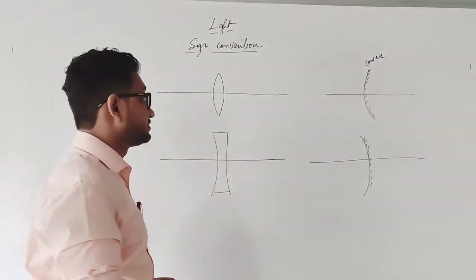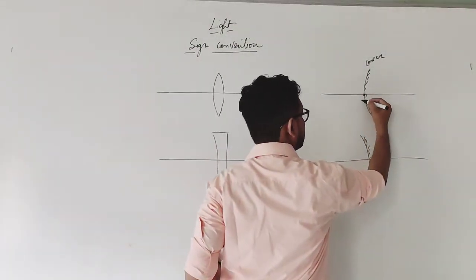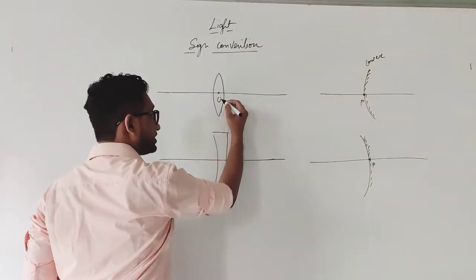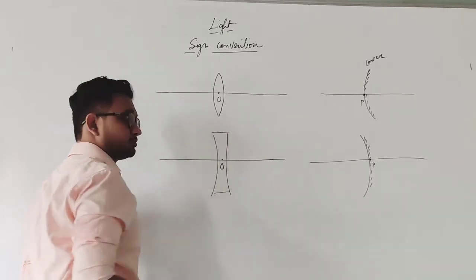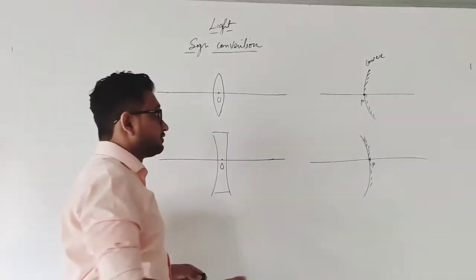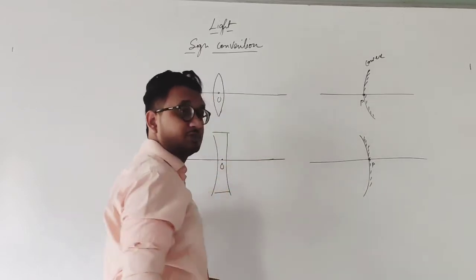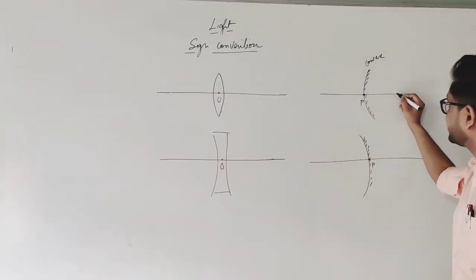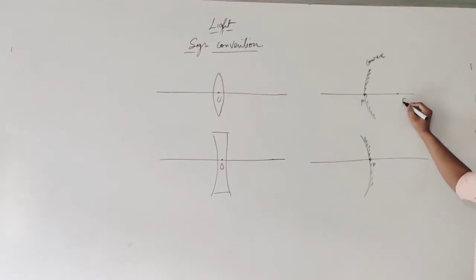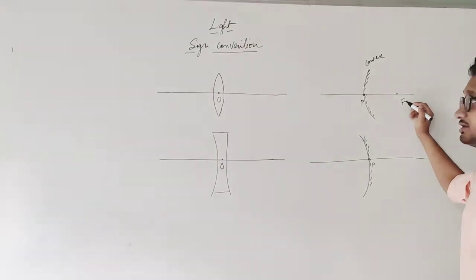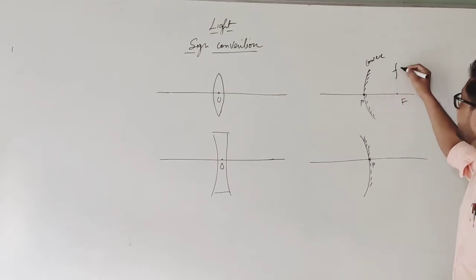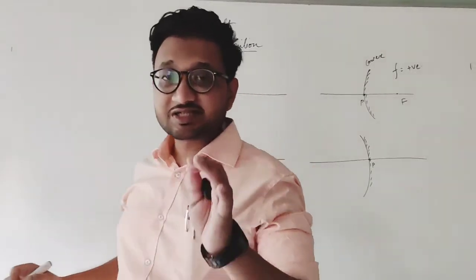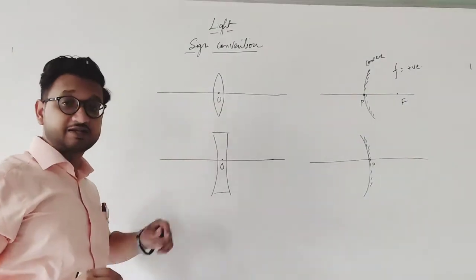We know that the center, that is the pole, acts as the origin. Over here we have the optical center. For a convex mirror, the images are formed on the right hand side. Even the focus point is on the right hand side, so the focal length is taken as positive. The same thing is true for convex lenses as well.